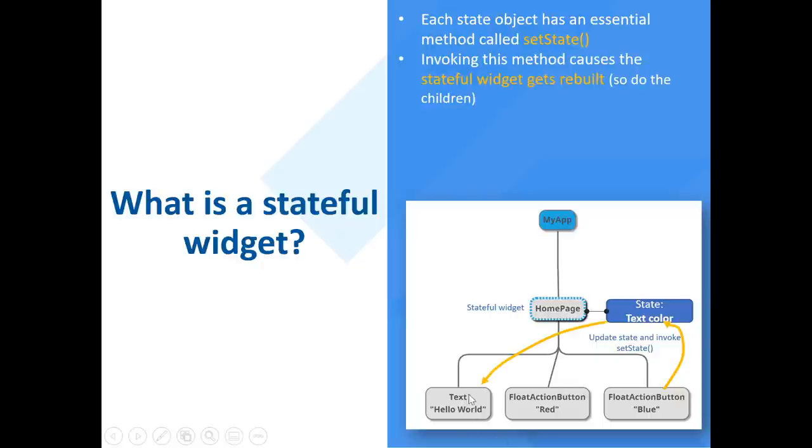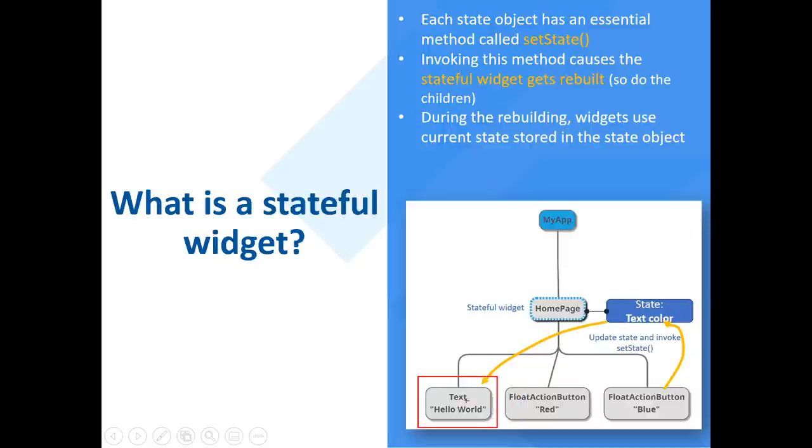So during the rebuilding, since the state has changed after pressing the floating action button here, that means during the rebuilding for text, it will get the current, or the new, value of text color. So that's how the UI of text Hello World gets updated.